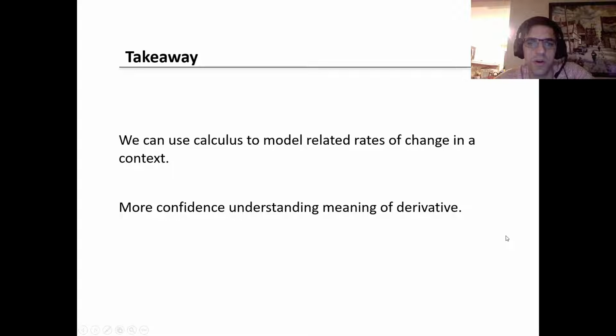Okay, so we can use calculus to model related rates of change in context. And again, more confidence working with derivatives, understanding derivatives, and that's all great stuff.